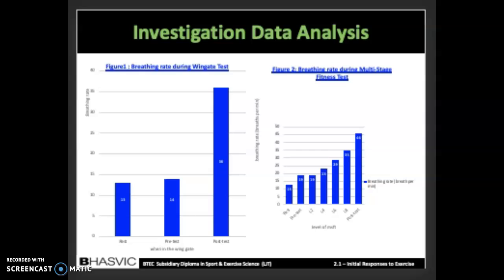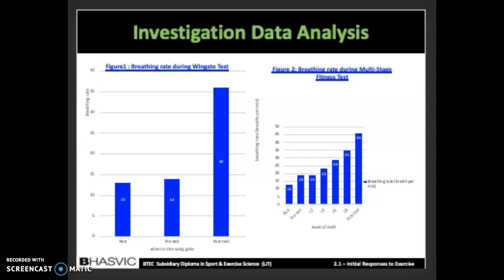Pre-test, the breathing rate increases to 14 breaths per minute. This can be due to the anticipatory heart rate rise, whereby the heart rate rises, circulating more blood around the body, ready to supply muscles with oxygen and expel waste products like CO2. This means that the breathing rate must also increase to inhale more oxygen and expel more carbon dioxide. This process occurs due to the release of adrenaline and noradrenaline from the adrenal glands.